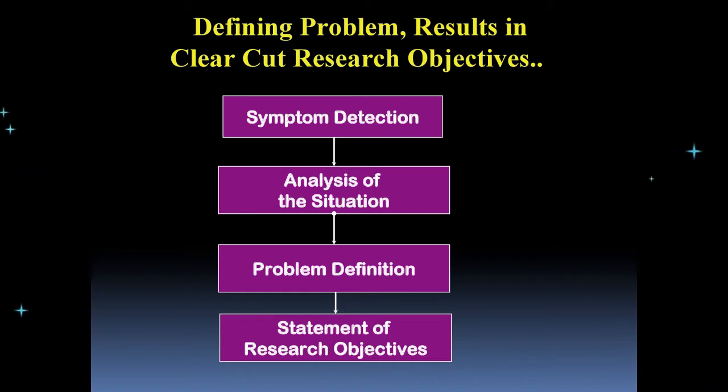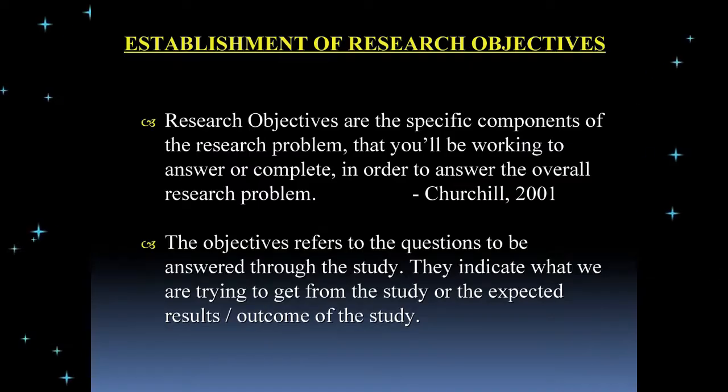Defining the problem results in clear-cut research objectives: symptom detection, analysis of the situation, problem definition, statement of research objectives. Establishment of research objectives. Research objectives are the specific components of the research problem that you'll be working to answer or complete in order to answer the overall research problem. Churchill, 2001: the objectives refer to the questions to be answered through the study. They indicate what we are trying to get from the study, or the expected results and outcome of the study.